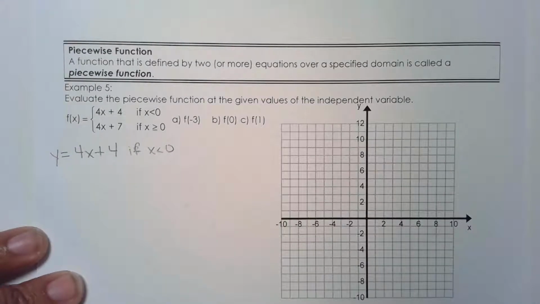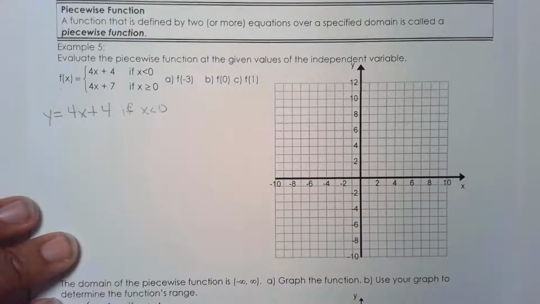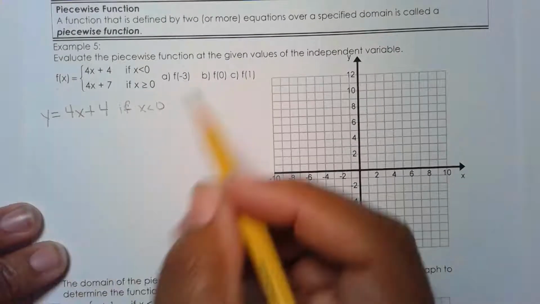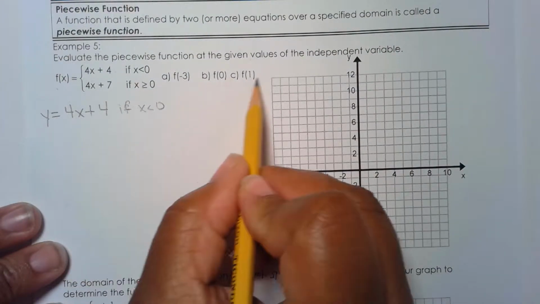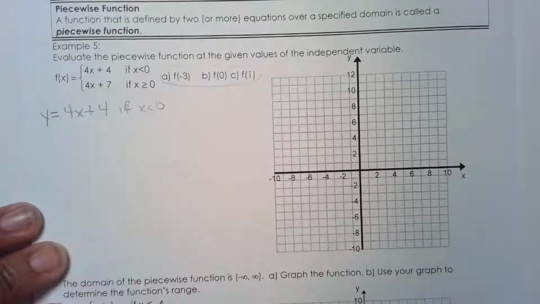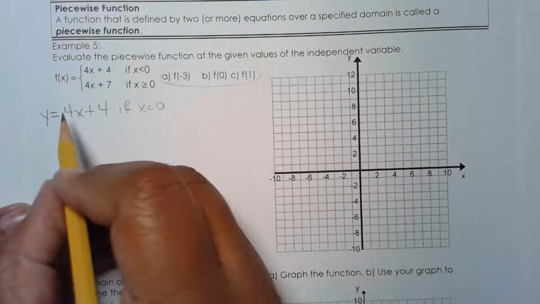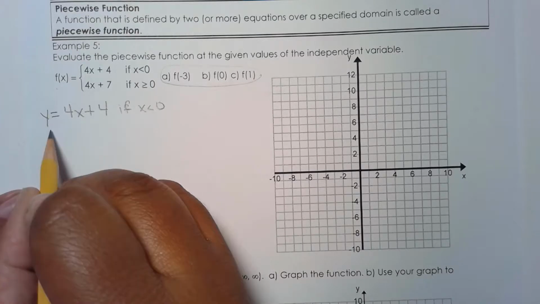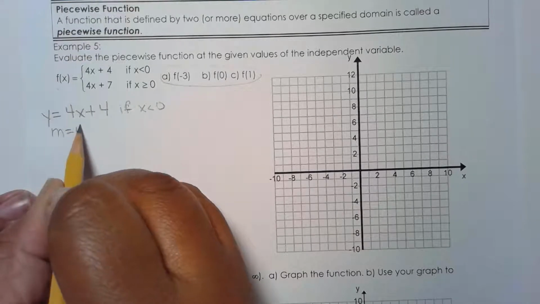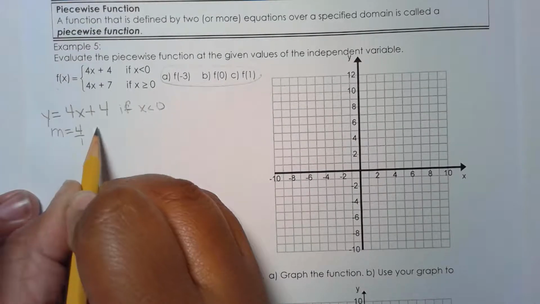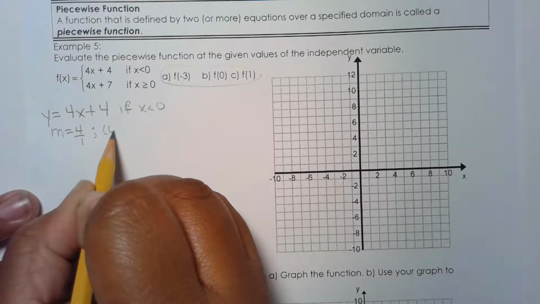So let's go back to what we know about graphing a linear equation, and then we'll do the rest of this. But just hold off for a second. I want to show you how to graph a piecewise function. So y is equal to 4x plus 4. Our slope is 4. We're going to rise 4 and run 1. Our y-intercept is at 0, 4.